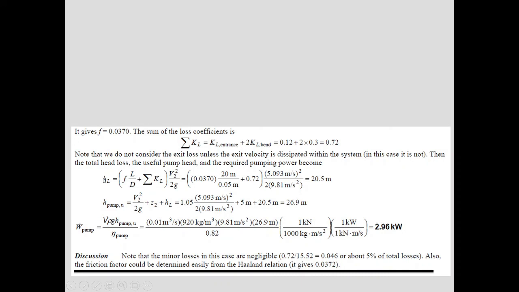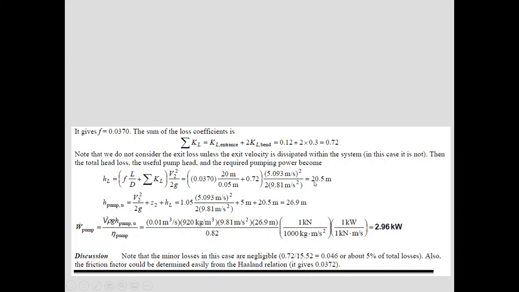Okay, use this information to calculate the HL. HL is equal to FL over D plus the sum of K, times V square over 2G. F is 0.037, L, the length of pipe, is 20 meters, D, the diameter, is 0.05, plus the sum of KL, which is 0.72. And we get HL equal to 20.5 meters.